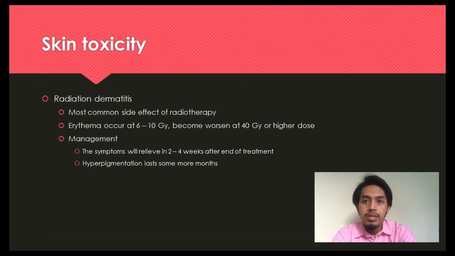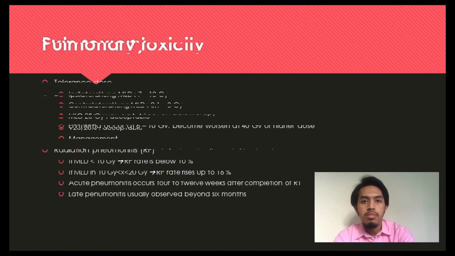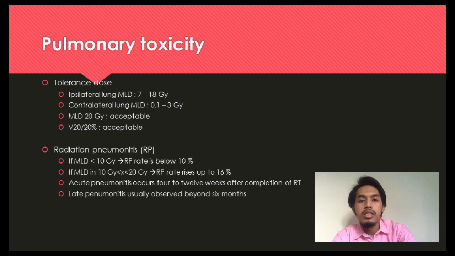Radiation dermatitis still continues to be the most common side effect of radiotherapy, and acute skin reaction has a threshold development, starting with the erythema at 6 to 10 gray and becoming worse at 40 gray or more. The majority of symptoms usually relieve in 2 to 4 weeks after the end of the treatment, whereas the hyperpigmentation lasts some more months.